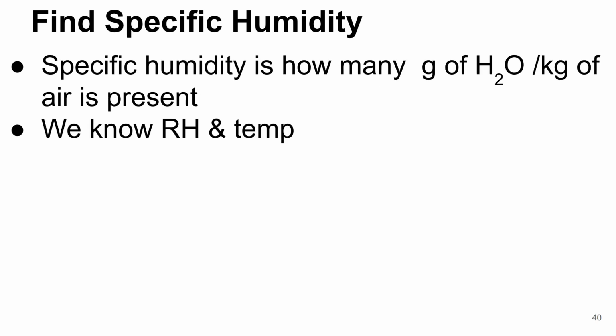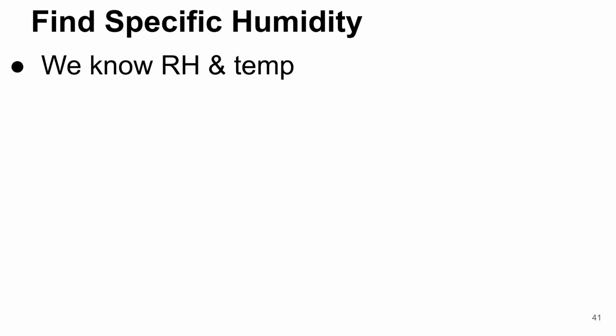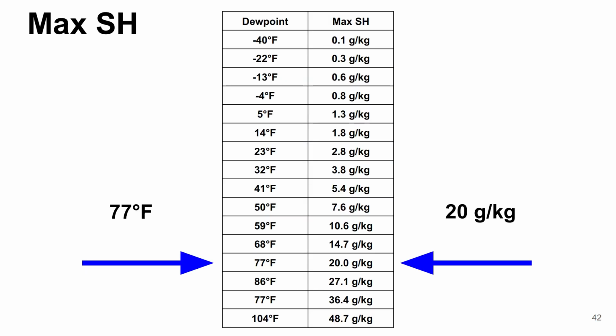So finding specific humidity, that's how many grams of water vapor we have. If you know the relative humidity and the temperature, the relative is like what fraction of all the humidity is actually present. So if we know what the temperature is, we can look up what the max is. And then the relative is a percentage of the max. So we know the relative humidity and the temperature. It's 77 degrees with 50% relative humidity. So what's the specific humidity? Well, we have to look up and find what the max is. The max is 20 grams at 77 degrees.